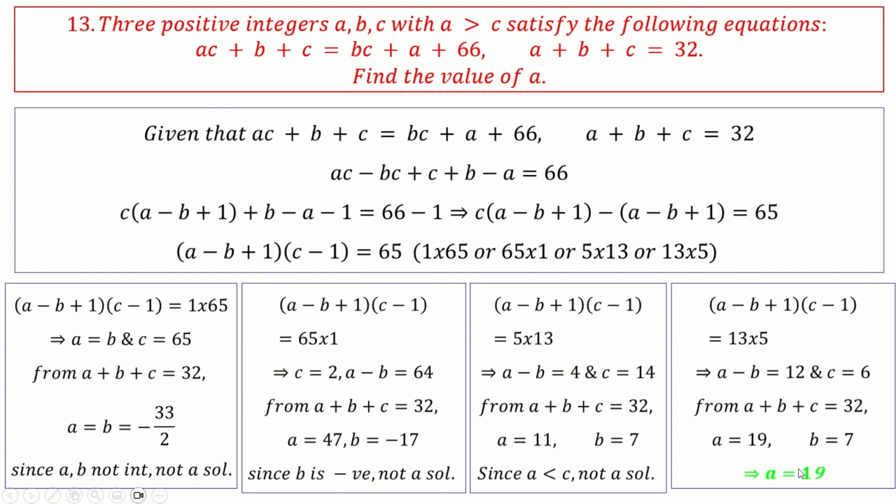A is equal to 19. This is the answer. They asked only the value of A. So A is 19. Okay, next. Yeah, this is moderate. You have to do some analysis, not to forget all the conditions and things like that. So this is moderate.